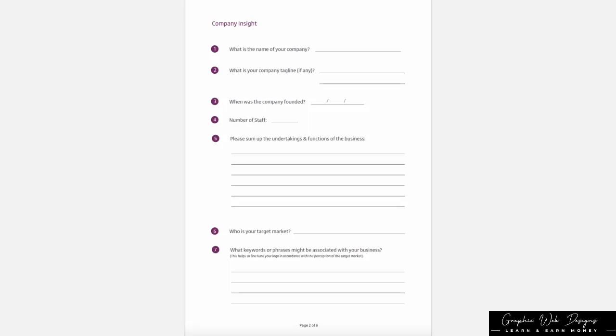This gives us an indication as to the size of the business, which may or may not affect the design approach too. As an example, if we're designing a logo for a small family-run business, we might feature personal elements in the design. Question 5 inquires about the undertakings and functions of the business.